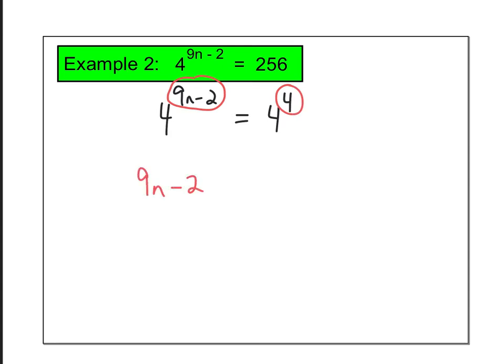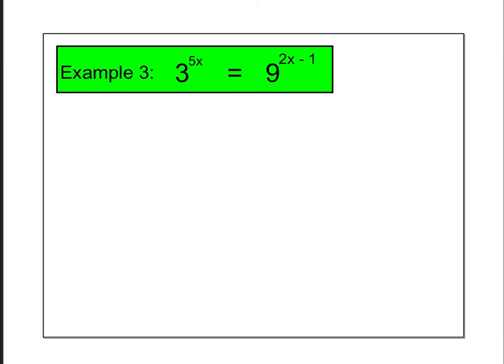9n minus 2 needs to equal 4, and we can of course solve that for n: add 2 to both sides, divide by 9, okay, and we can reduce and get the simplest form. So in this case, n would equal 2/3.